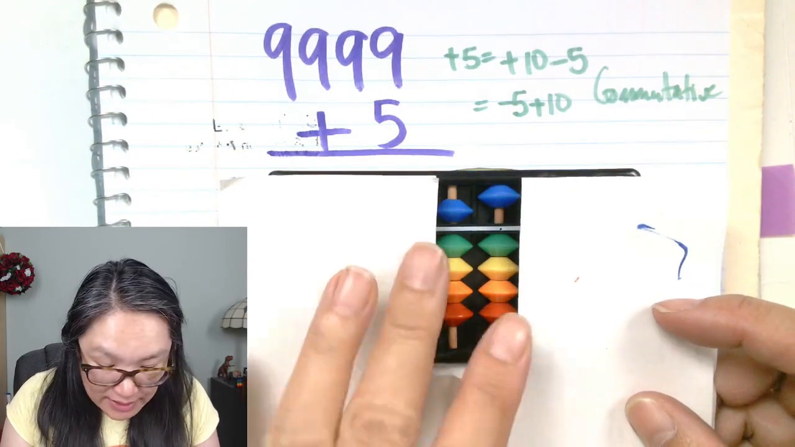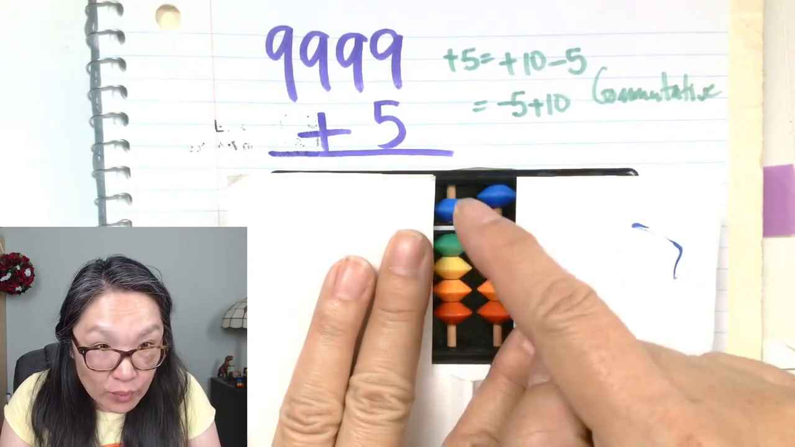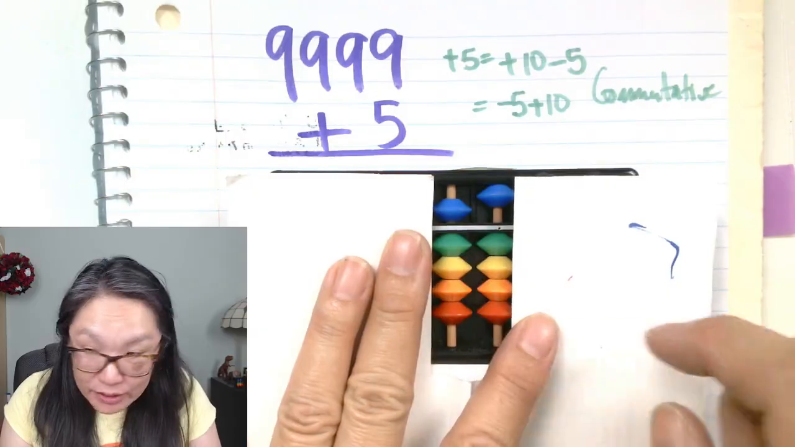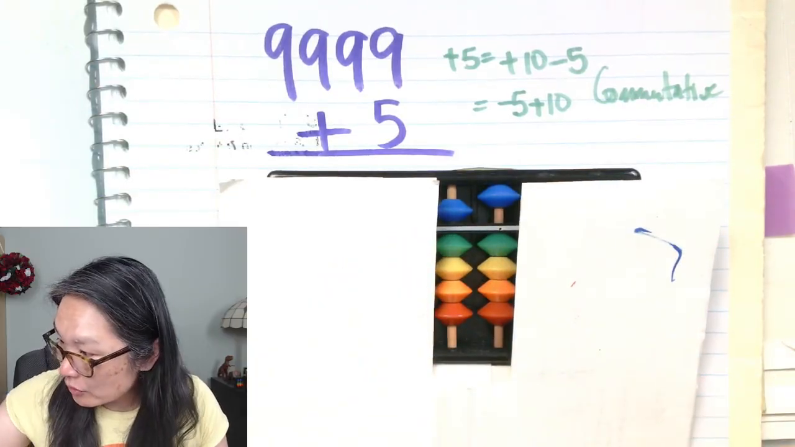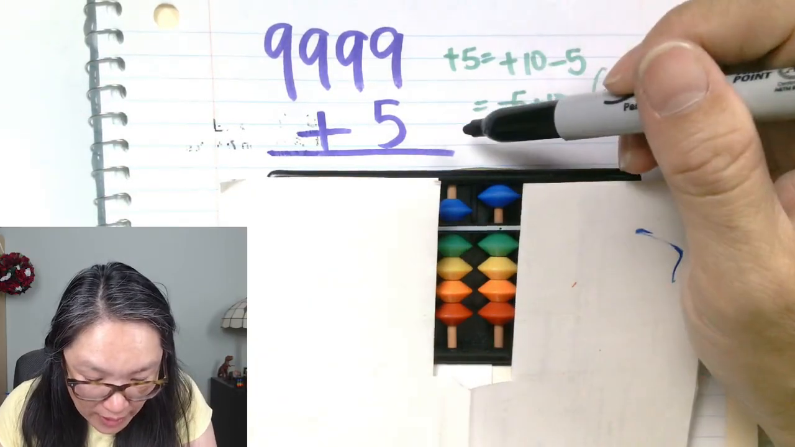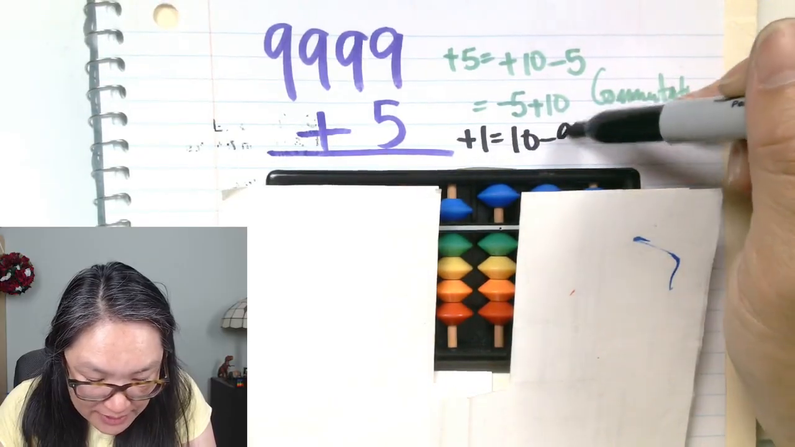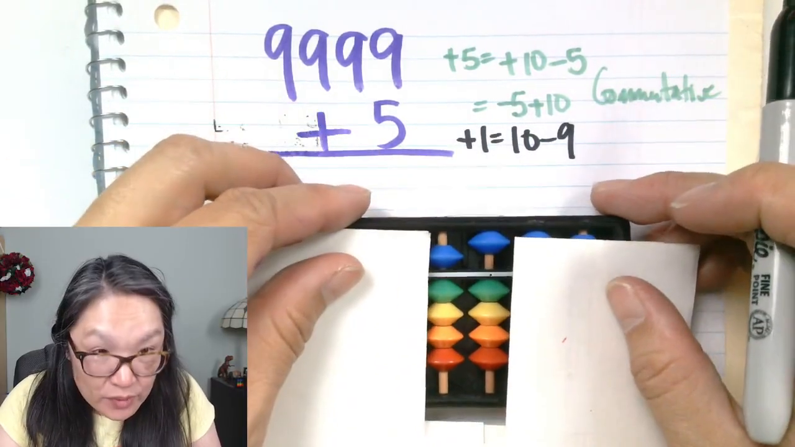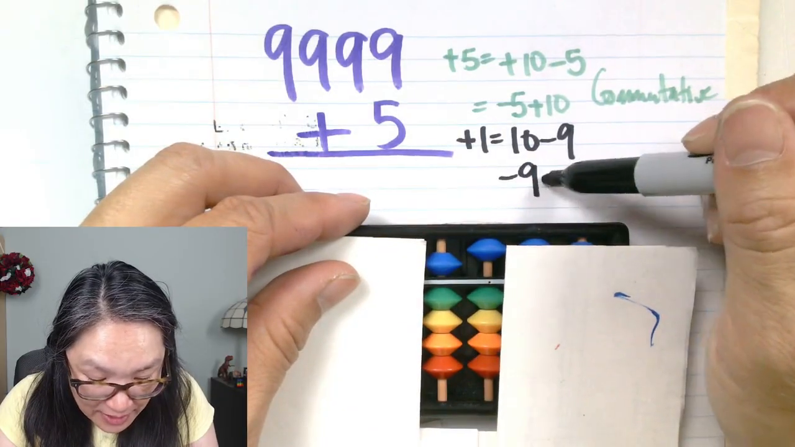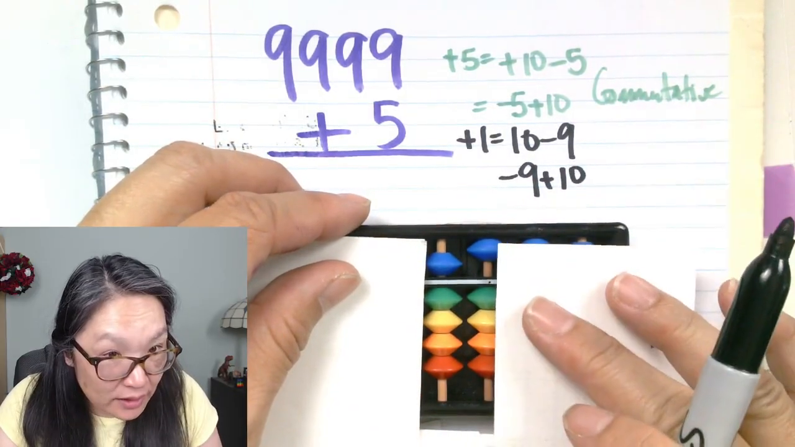Notice I cannot plus the 10. So this is my 1 that I need to add. I don't have enough beads to add. What do I do? Well, we know plus the 1 is equal to plus the 10 minus 9. And again, we can switch that around. We can say minus the 9 plus the 10. Make sense?